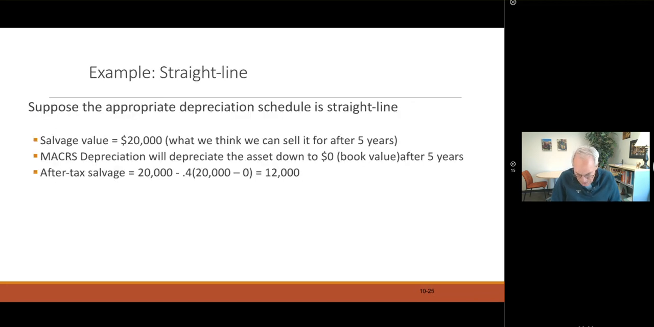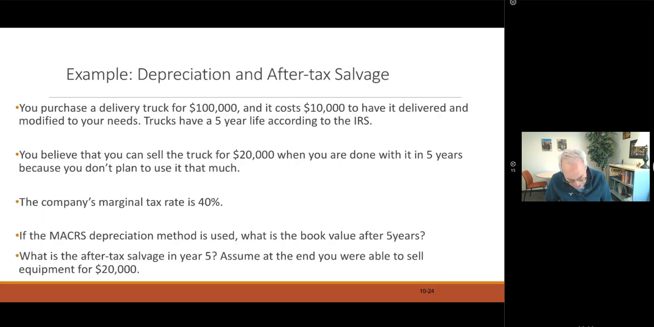Okay, so here we go. At the very bottom, salvage value is equal to 20,000. Why? Because it says we can sell the truck for 20,000. The reason that we have after-tax salvage or salvage value at all is because we've used the MACRS system, and that's when the government says, here's what the life of the asset is. You're going to be buying a truck, and you know that you're not going to use it very much, so you're probably going to be able to sell it for more than what the government says, because the government's going to depreciate it down to 0 after 5 years.